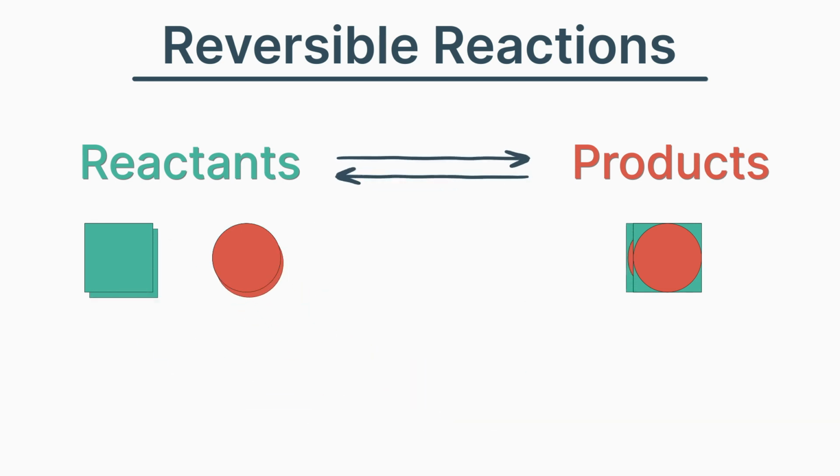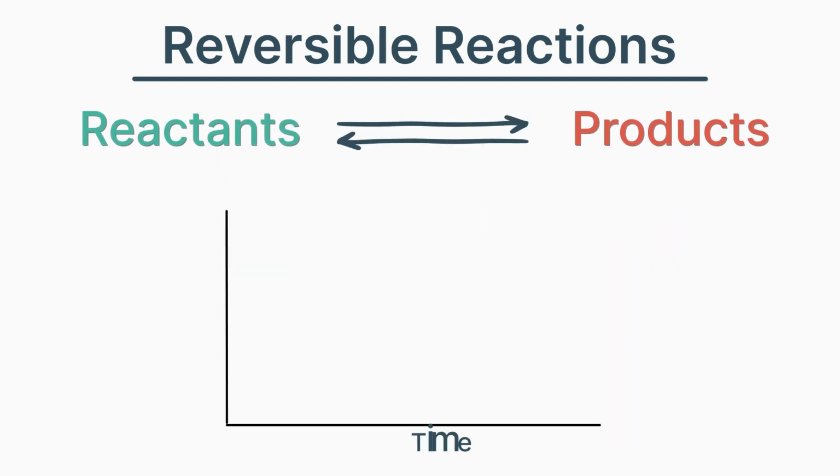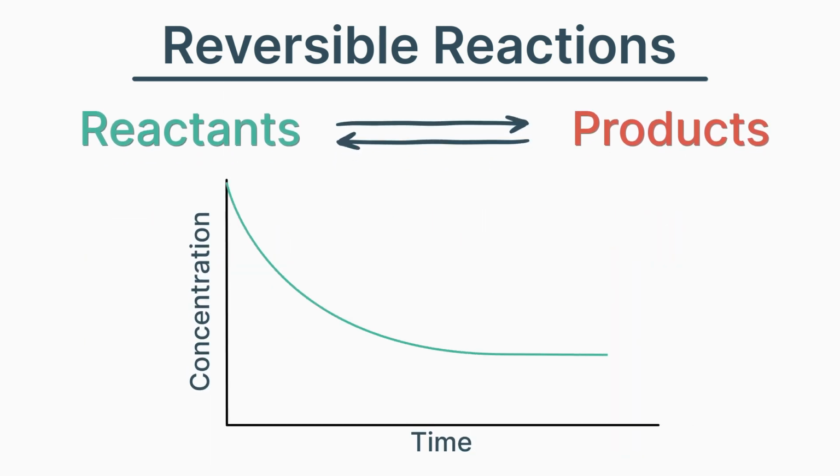We have a forward reaction where the reactants change to products, and we have a reverse reaction where the products change back to reactants. This gives us a different curve to before. Now, as you can see, the reactants do not go to zero because they are being reformed from products. What we do see is that the reactant and product curves plateau at the same time, as before, to show the reaction has reached completion. But here, there is still a significant concentration of both reactants and products present.